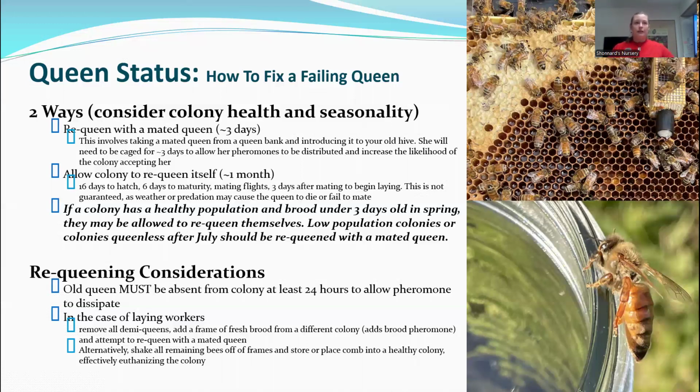Even if they've got a really crummy queen in there, you put a nice new laying queen in, they're going to kill that new queen because that's not their queen. That's not the pheromone that they're used to. In the absence of queen pheromone, they will accept a new queen. So pinch the queen, wait overnight, and then install a new queen in this case.